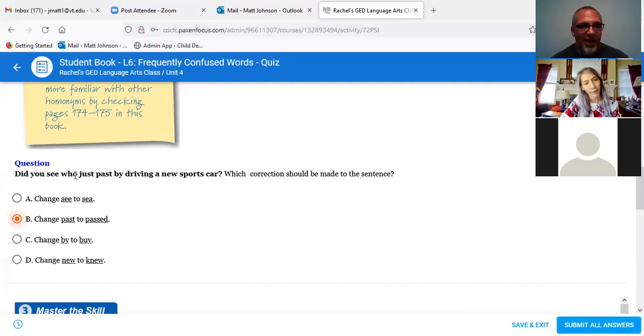Yeah, so that's relevant to time, right? That's a point in time, is the past. So we want to change that because he passed by and that was an action, right? It was a verb. So change past to passed.